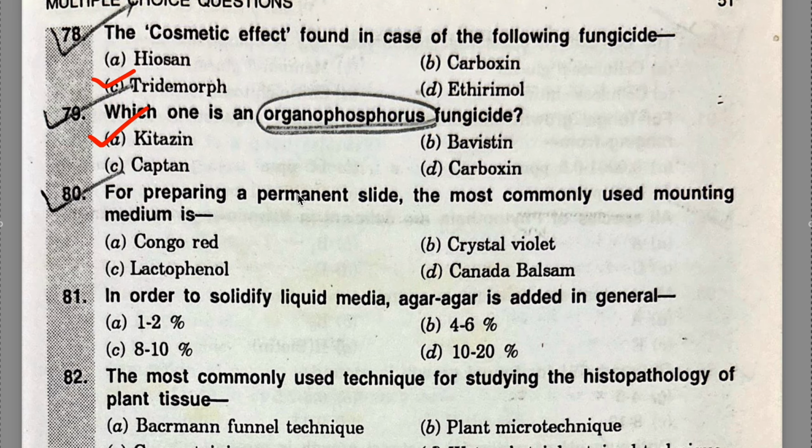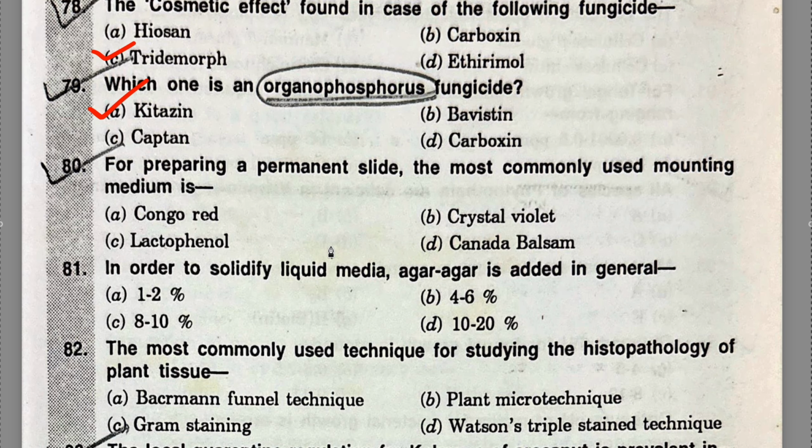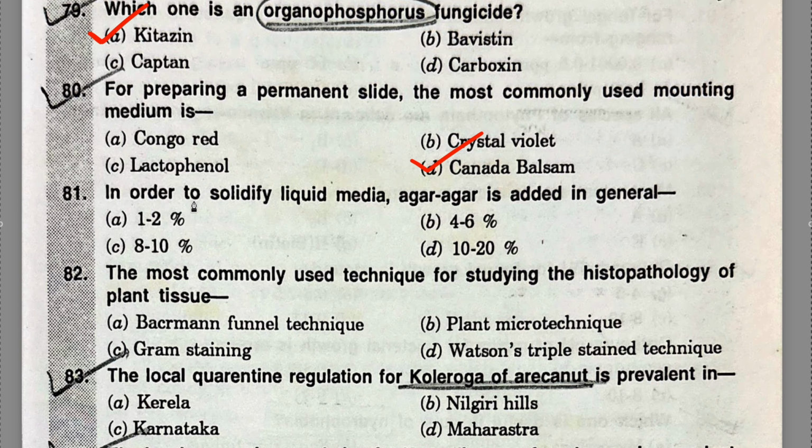Question 80. For preparing a permanent slide, the most commonly used mounting medium is Congorate, Crystal Violet, Lactophenol, or Canada Balsam. This is Canada Balsam. 81. In order to solidify liquid media, agar-agar is added. In general, how much percentage of agar-agar is needed to be added in a liquid media to make it solid? Whether it's 1 to 2%, 4 to 6%, 8 to 10%, or 10 to 20%. It's 1 to 2%.